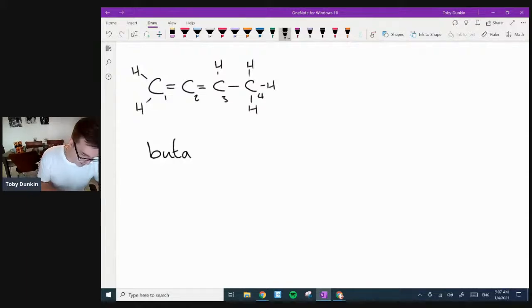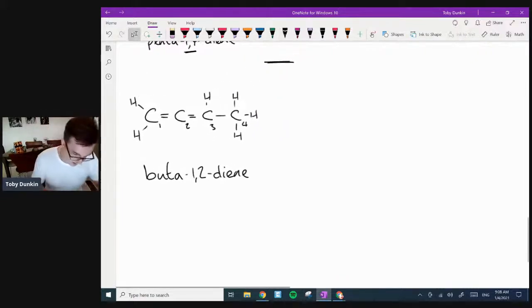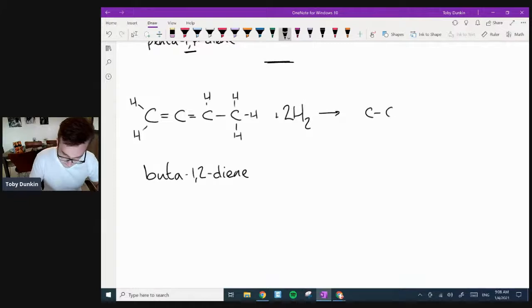So the first double bond is between carbons 1 and 2. So that's buta 1. The second one's between 2 and 3. So this is buta-1,2-diene. Okay, so we're going to hydrogenate this guy. Let's add hydrogen to this. Once again, we're going to add 2, and we're going to form butane.